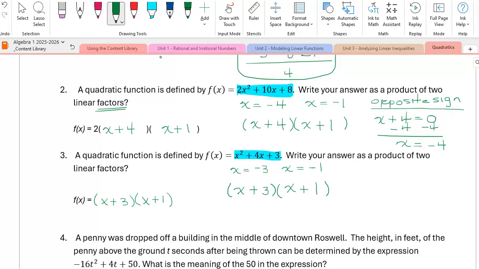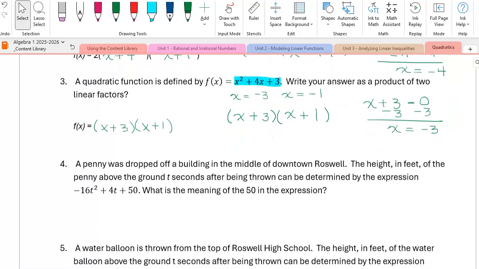Now, could I check? Let's see. I'm going to set it equal to 0. Subtract 3 from both sides, and look what I get. X equals -3. That's what I started with. So I know I did it correctly. All right, let's go on to problem 4.